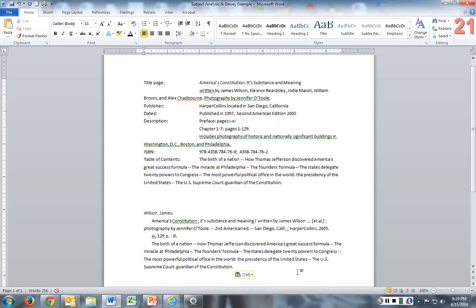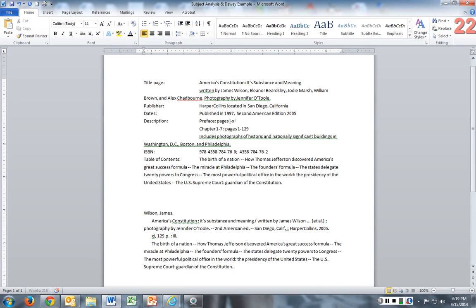Okay, so that's the contents. I could include this as a note or not. It just depends on whether you think your users might be interested in photographs of historic and nationally significant buildings in DC, Boston, and Philadelphia. I'm going to not put it in.